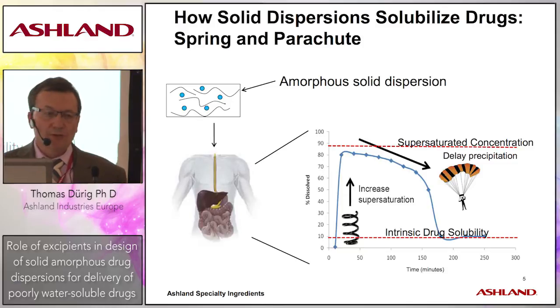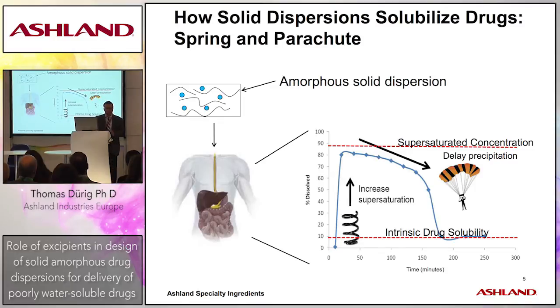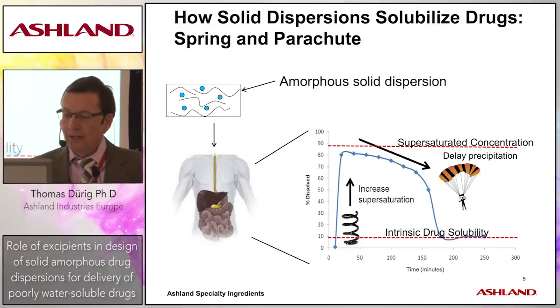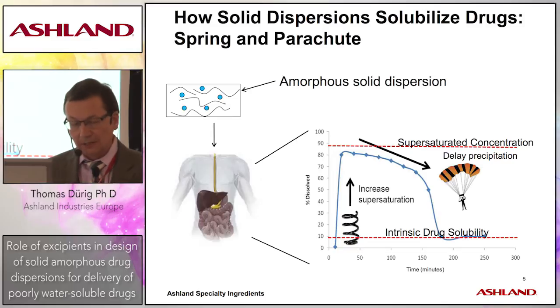So typically, if it was just the crystalline API in a tablet formulation, the solubility you might get is this lower line here, this dotted red line. That would be the inherent solubility of the drug in the gastrointestinal fluid. But because it's in the amorphous state, you get this very sharp rise here. So this represents the spring. And now at this point, you're many folds higher in concentration than the intrinsic solubility. So this would be regarded as a supersaturated state.